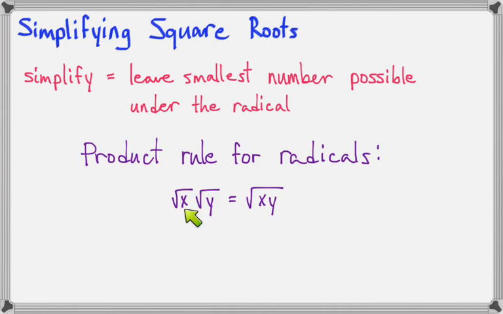It means that if I have the square root of x times the square root of y, it can be written as one big radical where I have x times y under the radical. Now usually when we're simplifying, we're going from a big multiplied number to two smaller numbers in their own separate radicals. So we're actually using the rule backwards to simplify. And here it is backwards. If I have a big number under the radical, I can split it up into factors, and each factor can get its own radical.